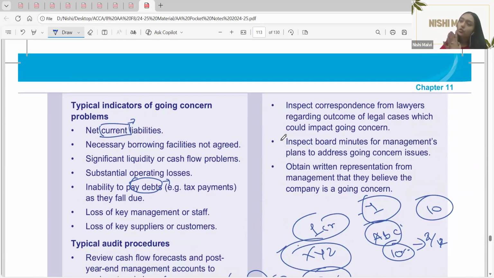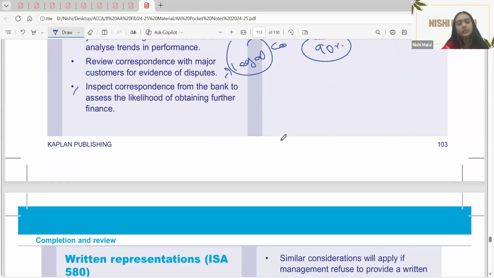Now, what do you think? Whose responsibility is it to identify whether the company is a going concern or not? Management. Very good. It's management's responsibility to ensure the company's financial statements are prepared on the going concern basis, and to identify whether the company is a going concern or not. But the auditor's responsibility is only to check the issues. The auditor cannot be blamed. In case of any going concern issue, such as a legal case, they can also check with the lawyers. Going concern is a big issue, so check any big issue in the board minutes, and get a written representation that they believe the company is a going concern. These are some areas.